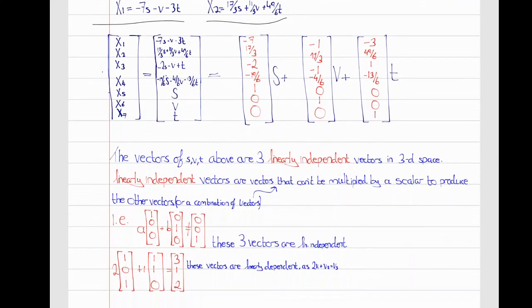So the vectors of s, v, t above here are now linearly independent. If you have a look, you can't multiply any of these vectors by any possible scalar to get one of the others. They're linearly independent.